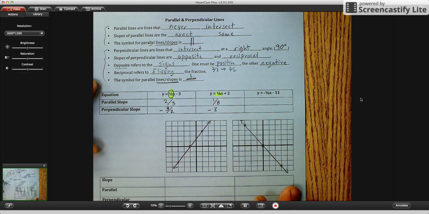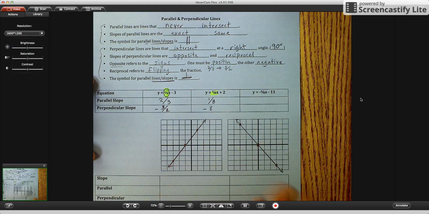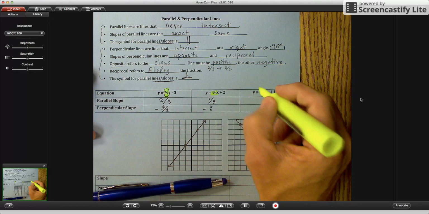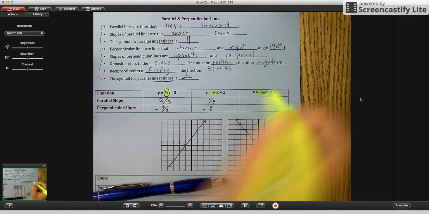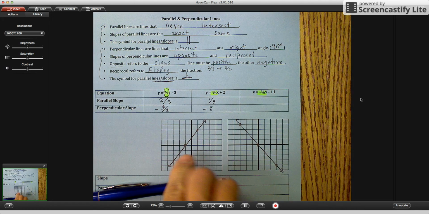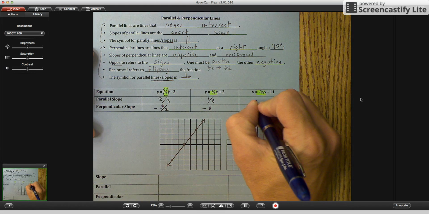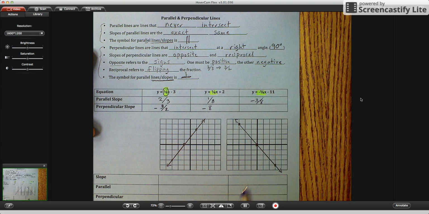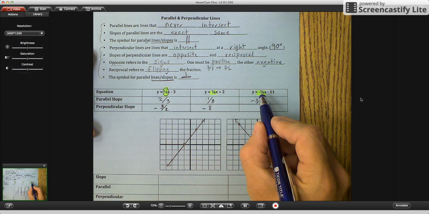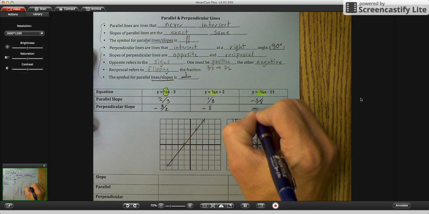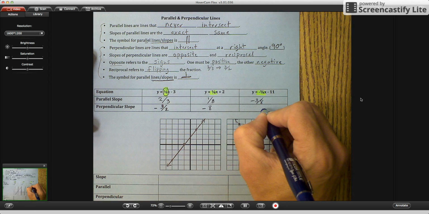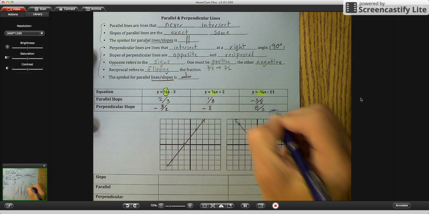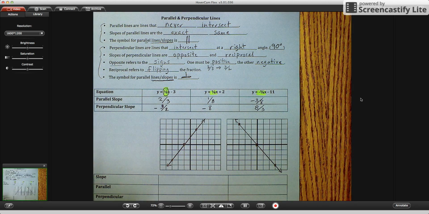And then the last example, the third example, y equals -3/8 x minus 11. Highlight my slope, -3/8. Parallel slope, the exact same. Perpendicular slope, well, I have a -3/8 here, so I am going to go positive, so I'll just leave it blank because we understand it's positive, and then +8/3. So there are our slopes.